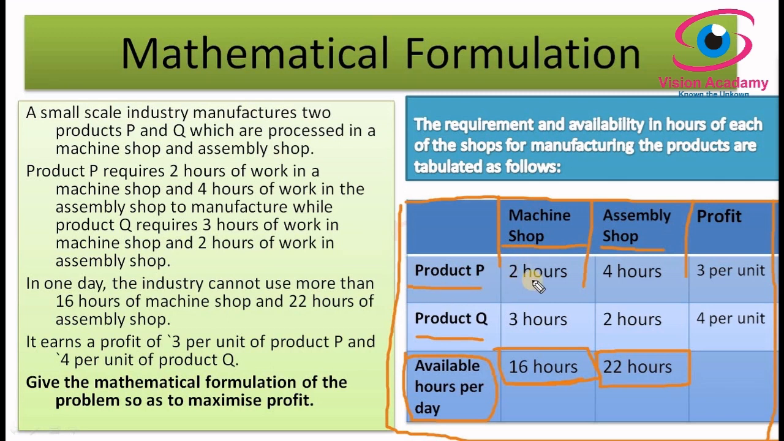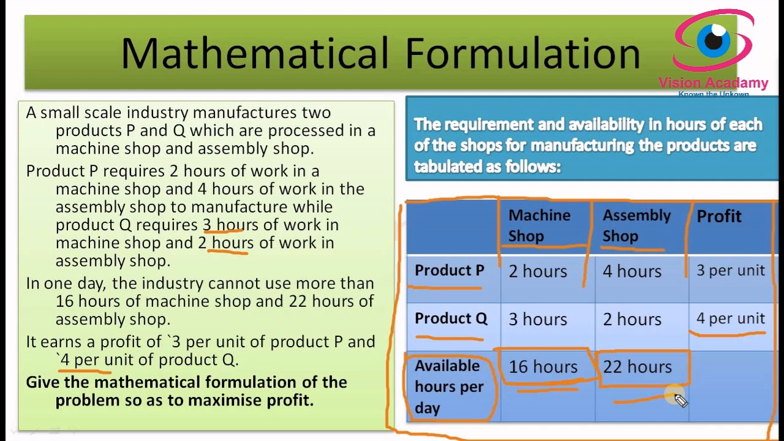Product P requires 2 hours of work in the machine shop, 4 hours of work in the assembly shop, and gives 3 rupees per unit profit. That is simple. Product Q requires 3 hours of work in the machine shop, 2 hours of work in the assembly shop, and gives 4 rupees per unit of profit. Okay, and machine shop 16 hours, assembly shop 22 hours.